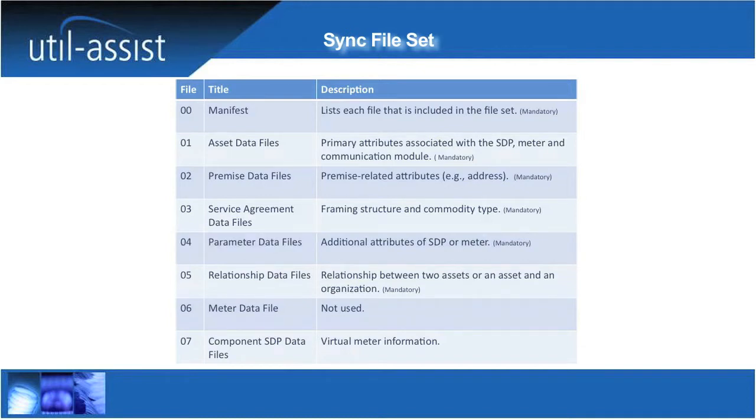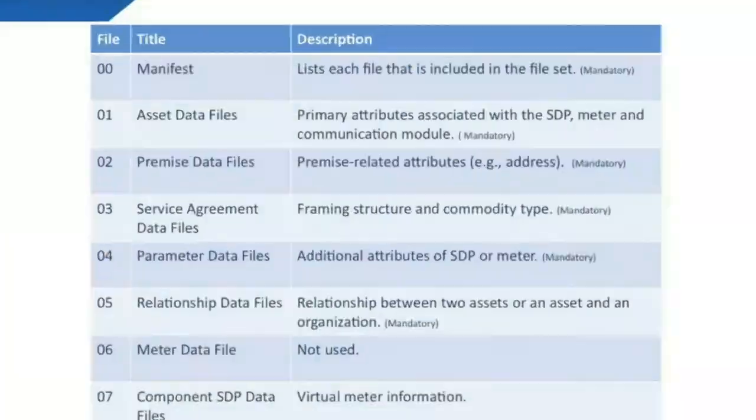File number 4, parameter data files. This would be something like the number of dials for a meter. So it's the additional attributes of an SDP or a meter. File number 5 is your relationship data file. This is the file that you say a particular meter is related to an SDP. So it combines the different attributes. File number 6 is not used anymore. And file number 7 is that virtual meter information.